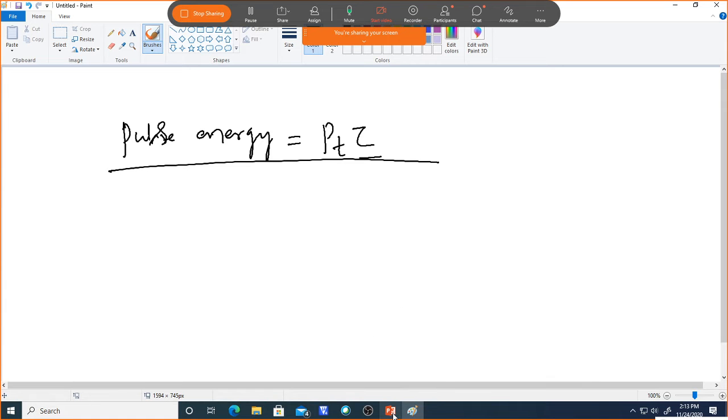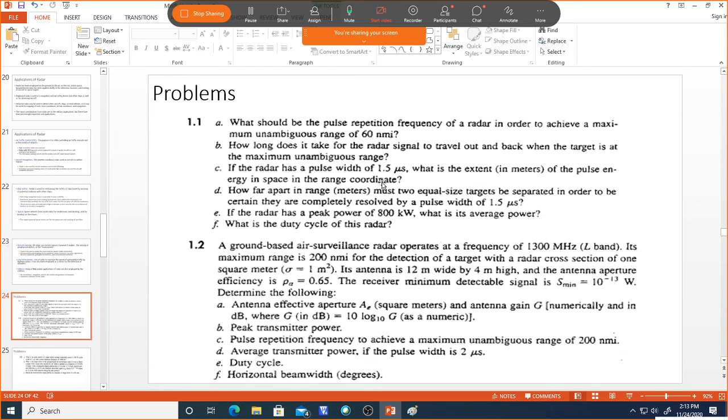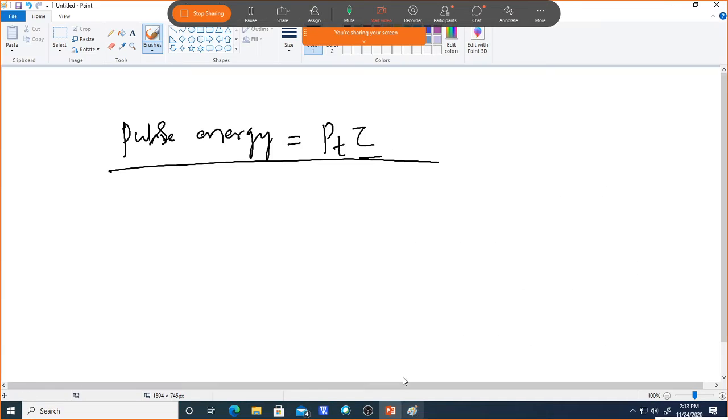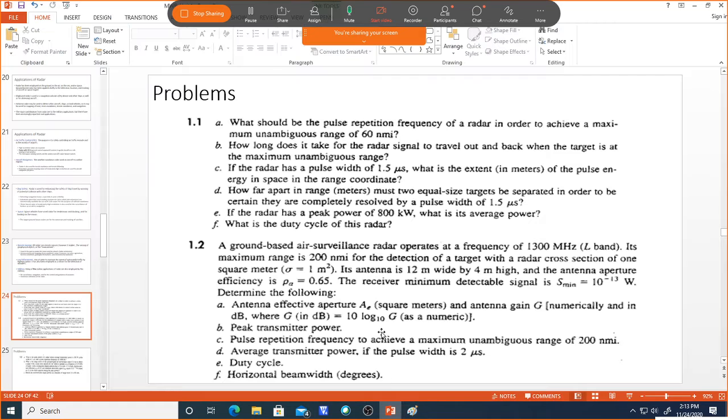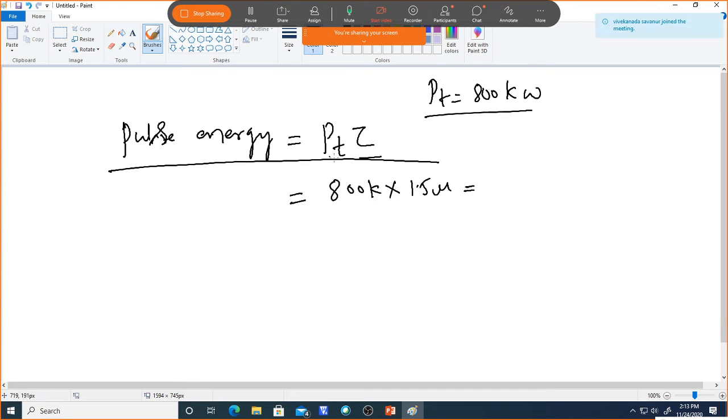So you can calculate the pulse energy. Assuming the transmitted power is 800 kilowatts, calculate how much the pulse energy will come to. It is 800 kilowatts into 1.5 microseconds. Is it 1.5 microseconds? Yeah. So calculate it, how much it will come.